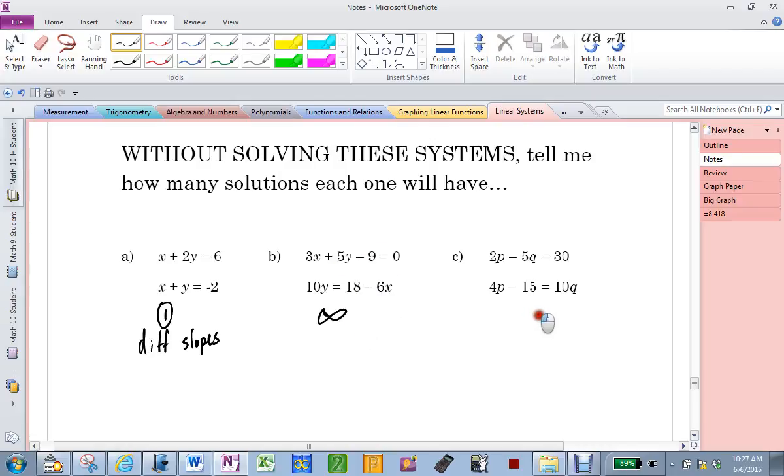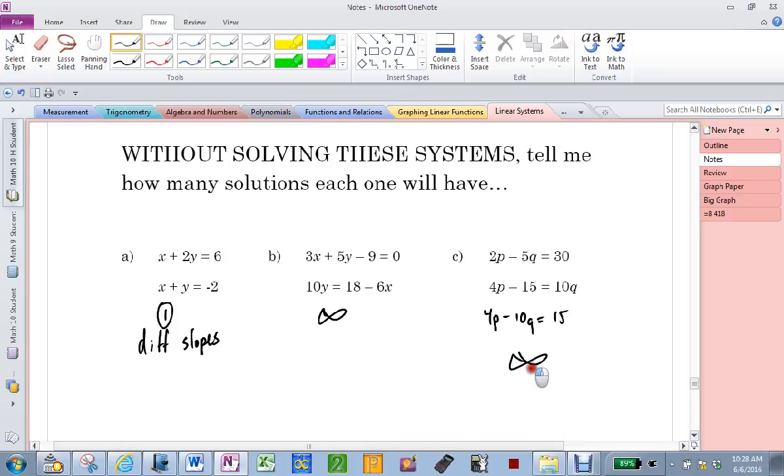Which means this one is probably the no solution one, yeah? No. But you should check it. Infinite. Why? Because they're the same. Because 2p times 2 is 4p. Negative 5q is the same as negative 10q. Because this would be 4p minus 10q equals positive 15, yeah? So that one's infinite.